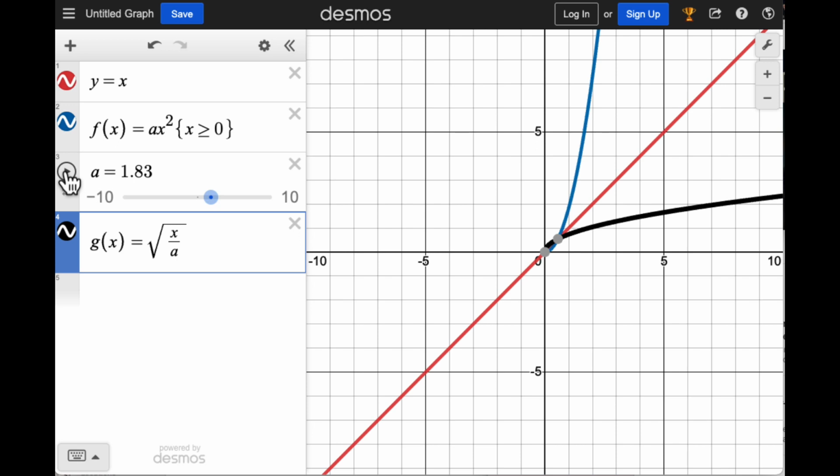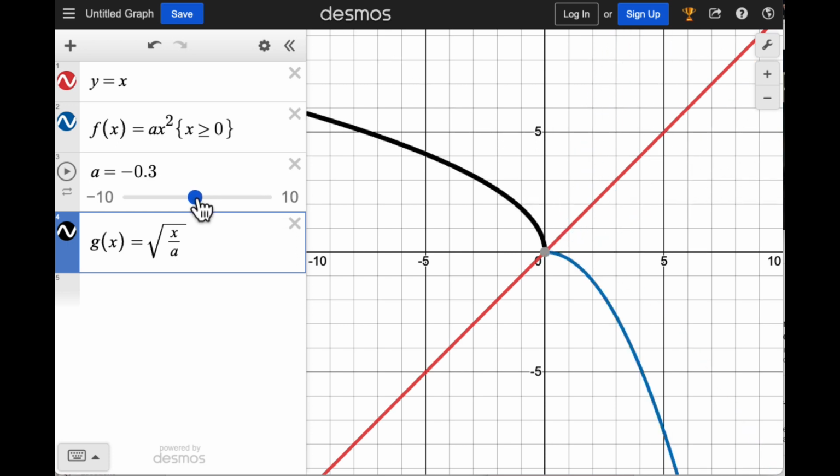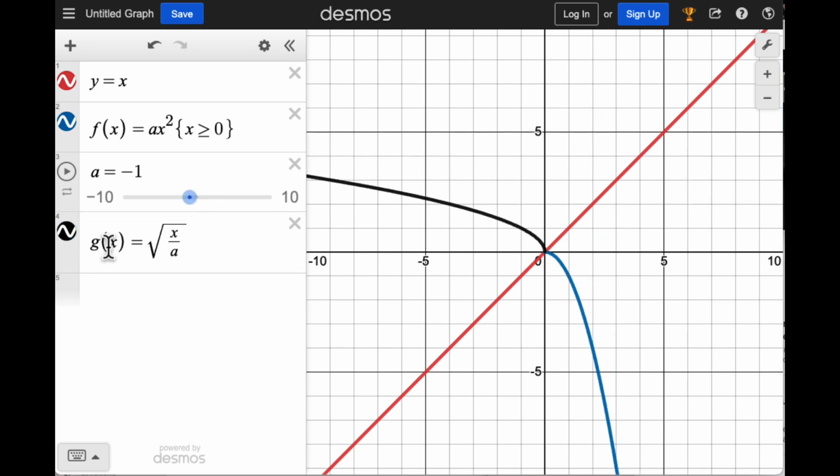But let's look closely at a. Notice that the slider allows a to be negative. Let a equal negative 1. In g of x, the value of a is negative, but the square root of x over a is positive. Why? Notice that when a is equal to negative 1, all values of x are negative. That's why the term under the square root is positive. A negative divided by a negative is a positive.